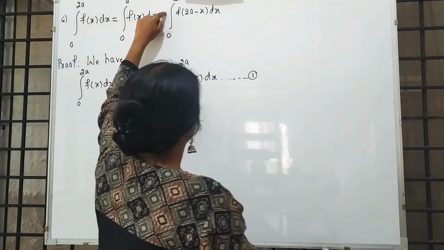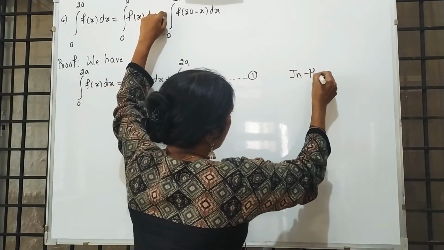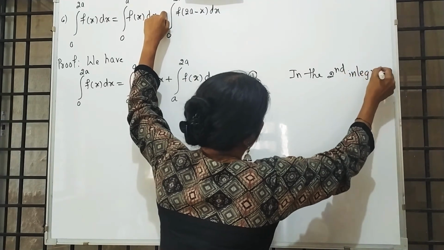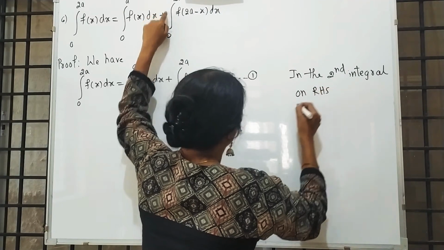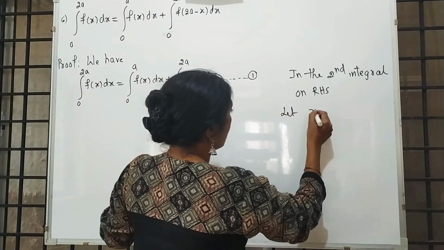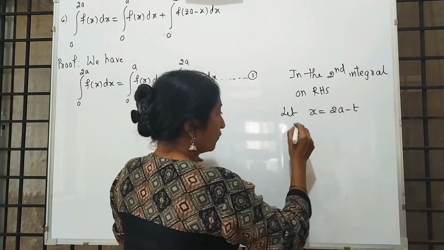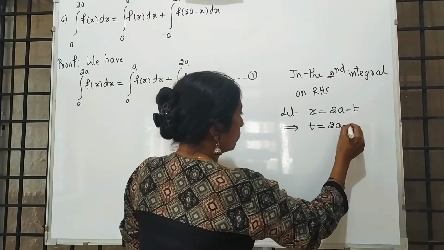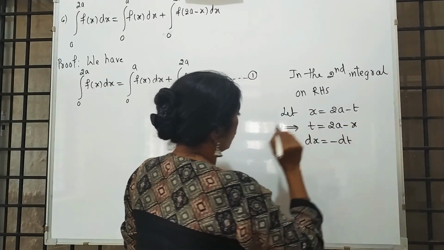Because we are comparing, only then did we come to know. In the second integral on RHS, let x is equal to 2a minus t, that is required in terms of the variable. Rearrange this: t is equal to 2a minus x. Differentiate, because we are doing a substitution.